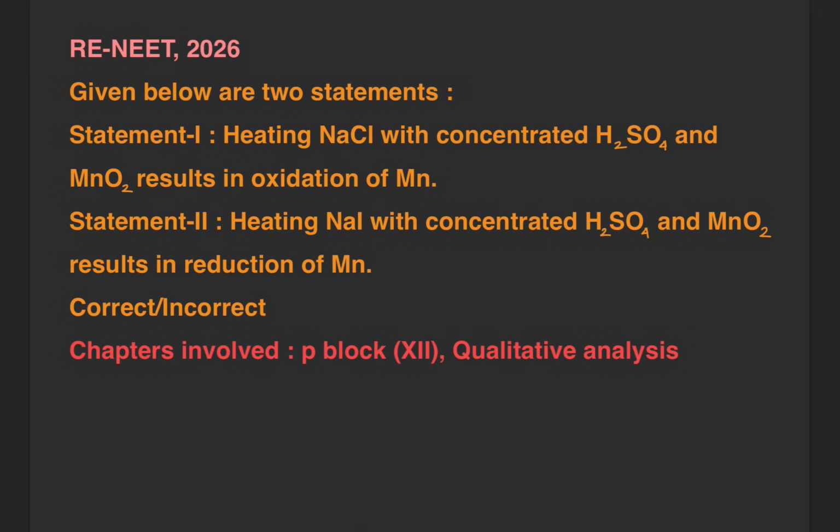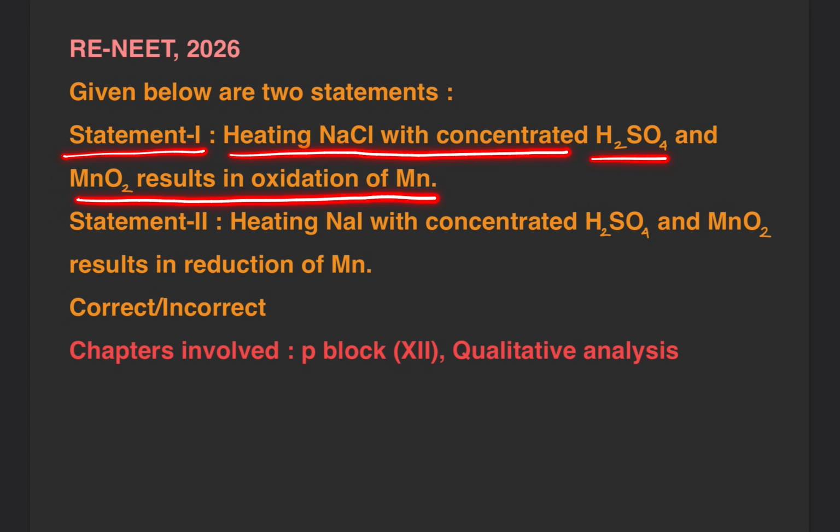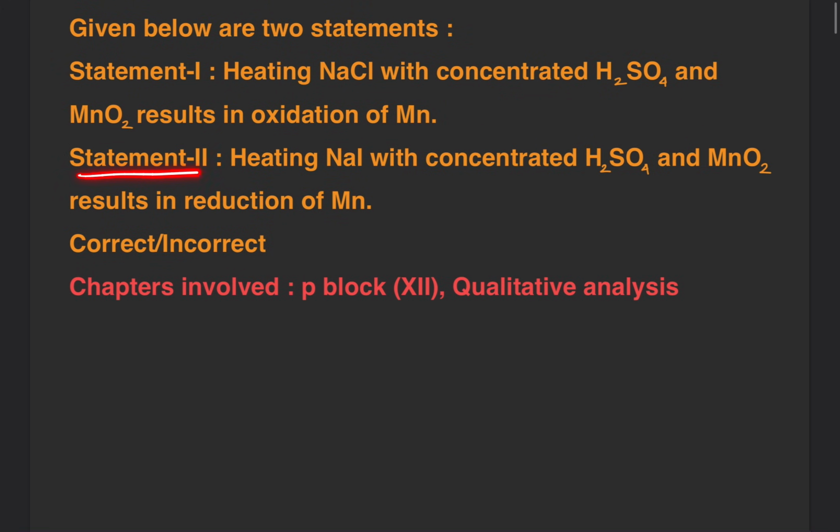Hello everyone. So this is a question from RE-NEET 2026. Given below are two statements. Statement 1. Heating NaCl with concentrated H2SO4 and MnO2 results in oxidation of Mn. Statement 2. Heating NaI with concentrated H2SO4 and MnO2 results in reduction of Mn. And we have to determine which one is correct, which one is incorrect.